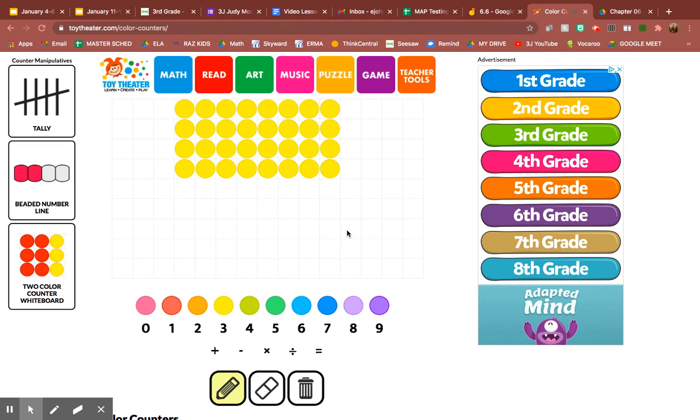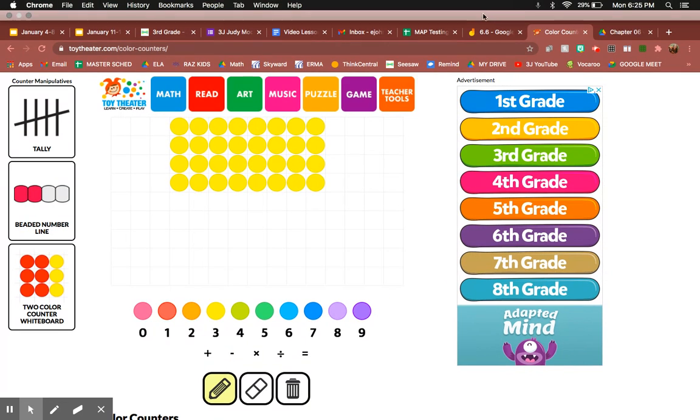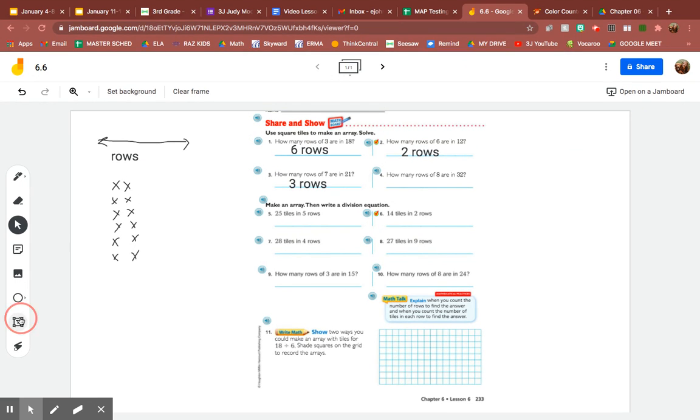All right, there's 4 rows of 8, which equals 32. Perfect. So I have 4 rows of 8. So 1, 2, 3, 4. 4 rows of 8. So 4 rows is my answer. Hopefully you got 4 rows as well.